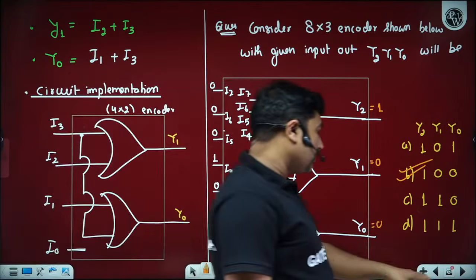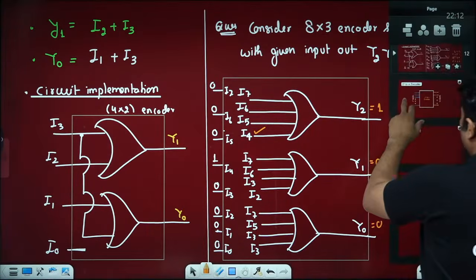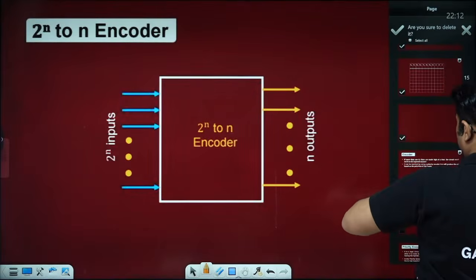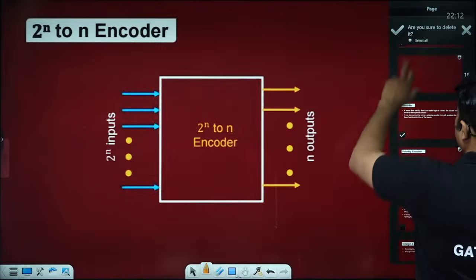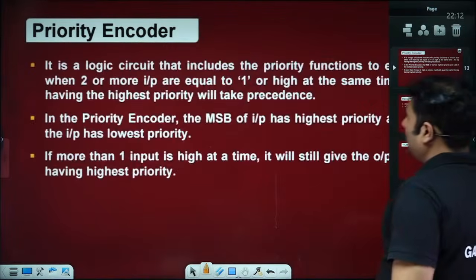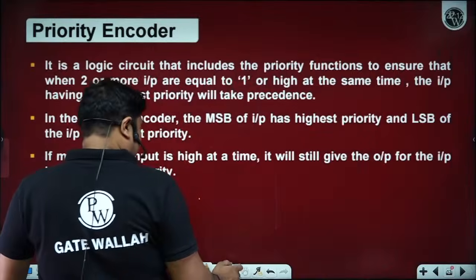So let's talk about priority encoder, and we will see how to design a priority encoder as well. Is it okay? Yes, sir. So please write down priority encoder.